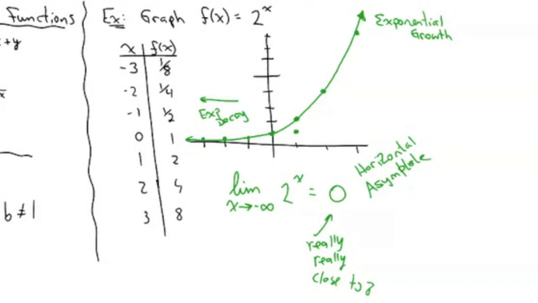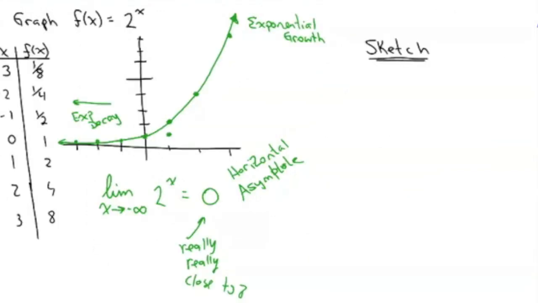So if I ask for just a general sketch of an exponential function, how many points do you plot? Just one. All I'm looking for is this point, and then an indication of a horizontal asymptote and some growth.